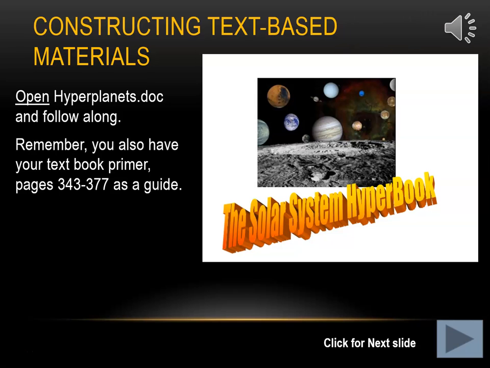For this portion of the presentation, go back to course outcome number 4 and pull down the Hyperbook. The title of the file is hyperplanets.doc, and again, as you did with the Planet Study Guide, you can use this Word document to follow along. You remember also you can keep your textbook open to pages 343 to 377 because that's pretty much the sequence that I'll be going through these extended features of Microsoft Word.